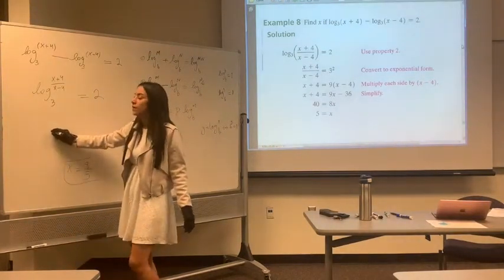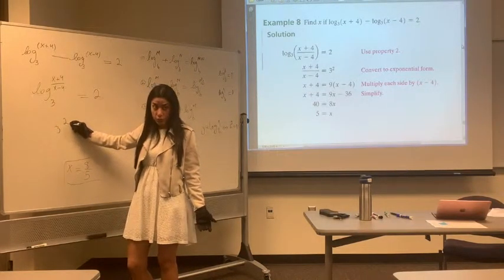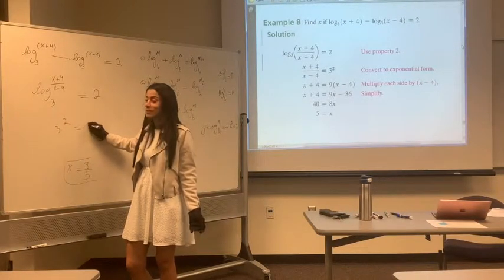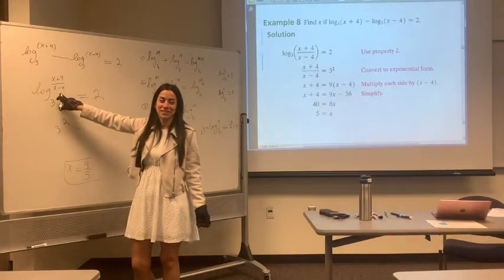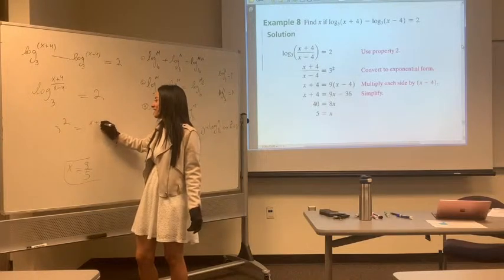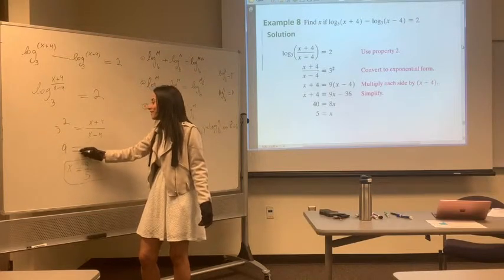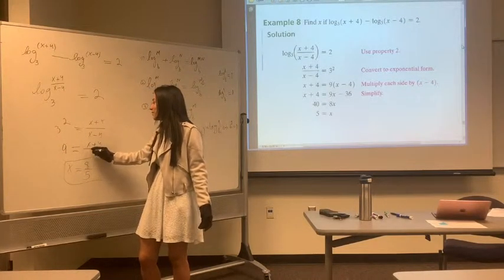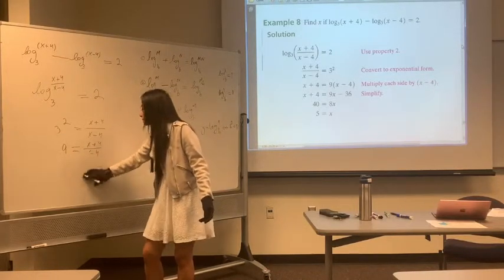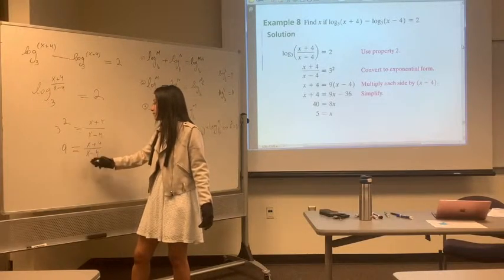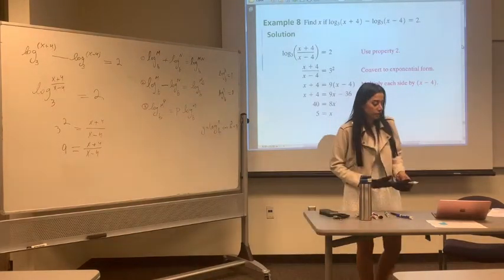And then what should I write down now? 3 power 2 is equal to x plus 4 divided by x minus 4, right? I know that is 9. But let's write down everything and then we will write down 9 here. Equal to x plus 4 divided by x minus 4. Okay, solve this for x.